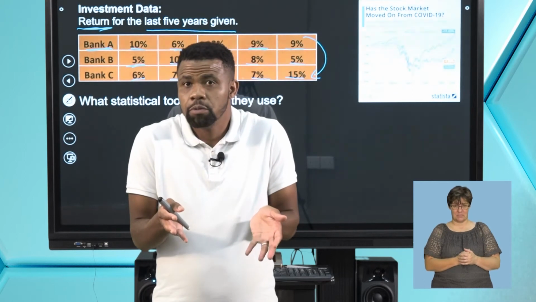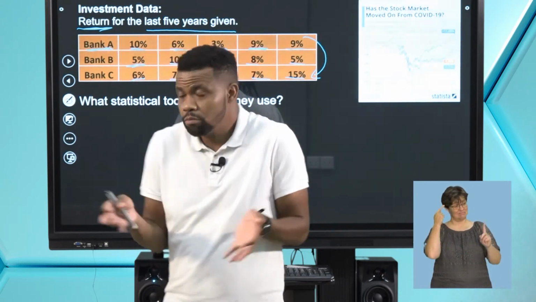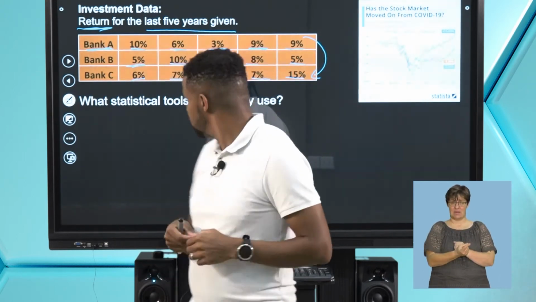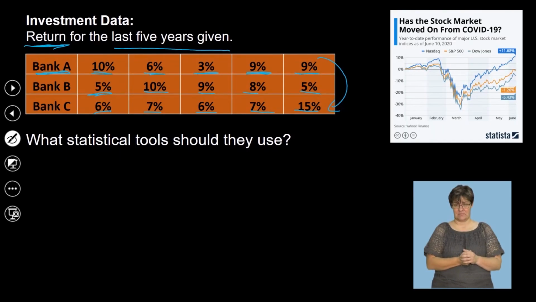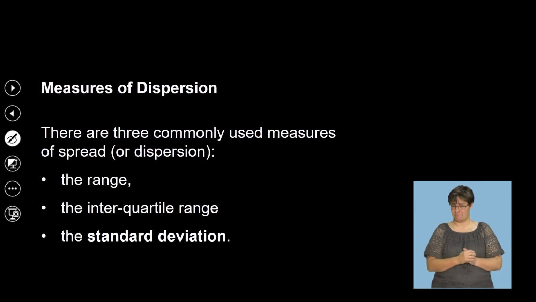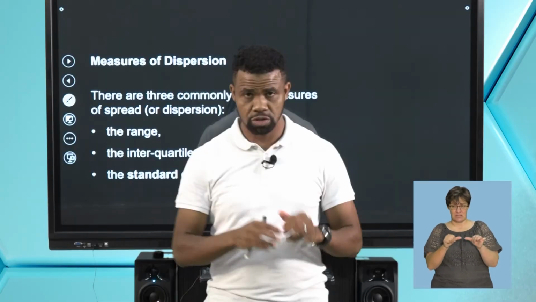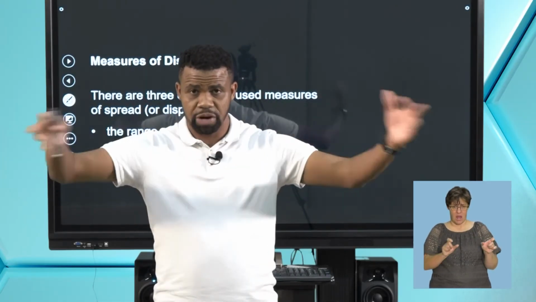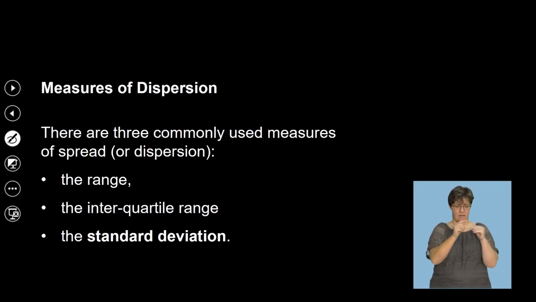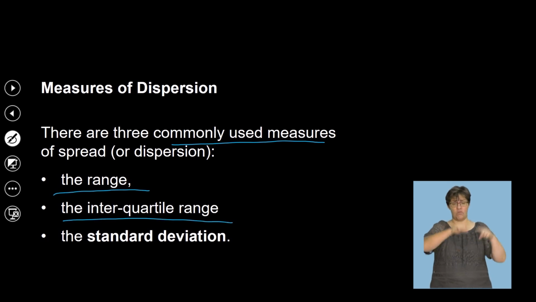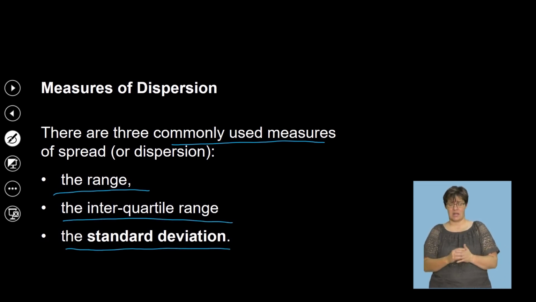But we can't really predict what will have happened in year 5. So let's see, what statistic tool should we use? One is the measure of dispersion. Remember that the measure of dispersion is how the data is spread out. There are 3 commonly used measures of dispersion: the range, interquartile range, and the standard deviation.